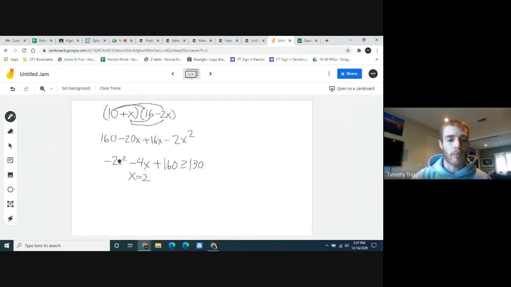Let's see. So replace the x with 2 here and with 2 here. So that'll be negative 2 times 2 squared, minus 4 times x becomes 4 times 2, plus 160. And I want to know, is that greater than or equal to 130? Well, we'll see. So here we'll do 2 squared, that's 4. 4 times negative 2 is negative 8. Now remember, you do the exponent first, then multiply. Then 4 times 2 is negative 8, plus 160.